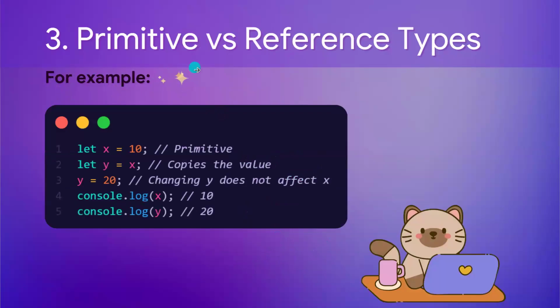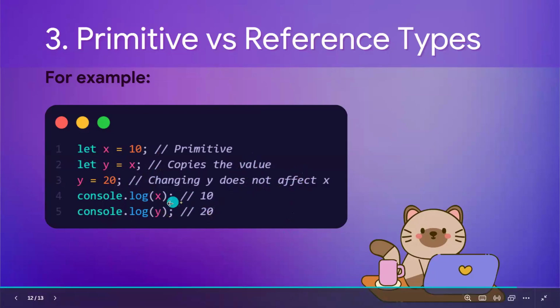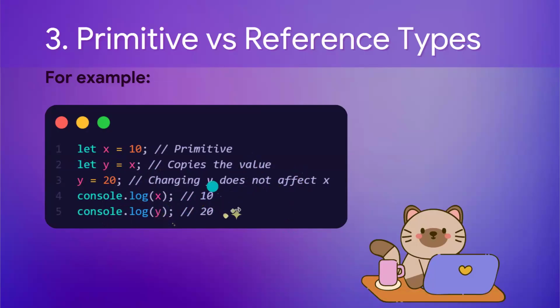And well, here I have another example. In this case, we will define a variable x. Let x be equal to 10. And then the second line will have the variable y, let y equal x. So if you put a value for the variable y, it will be equal to 20. Changing y does not affect x, because at the beginning you also have a value for x. So the console log will show x as 10 and y as 20.